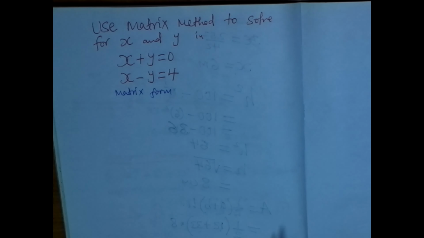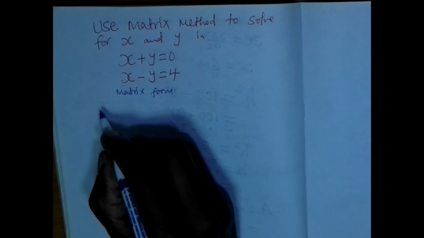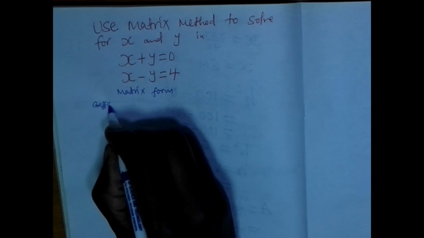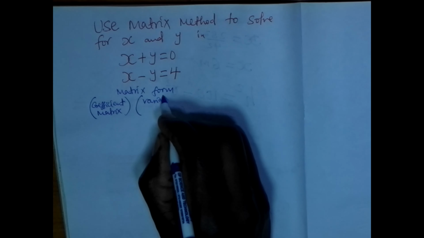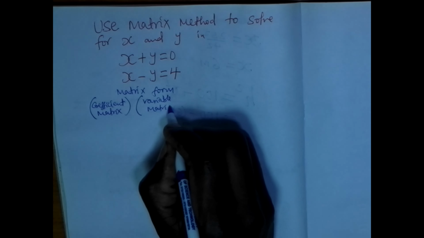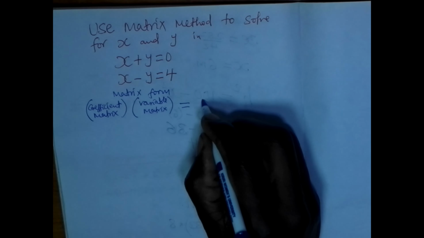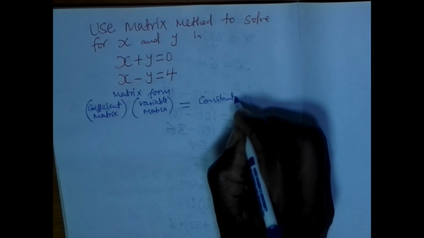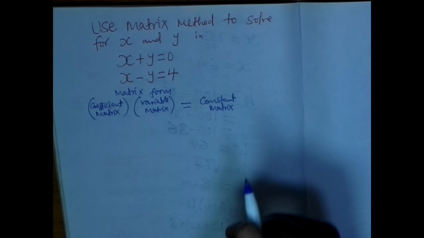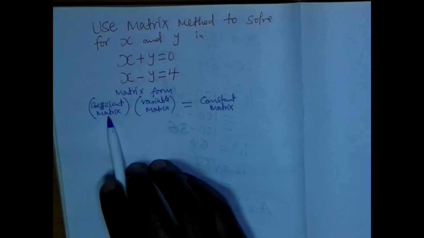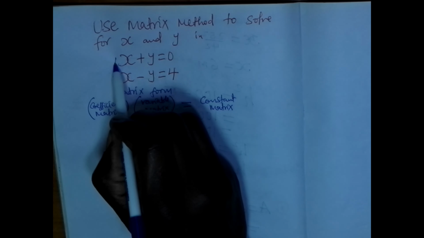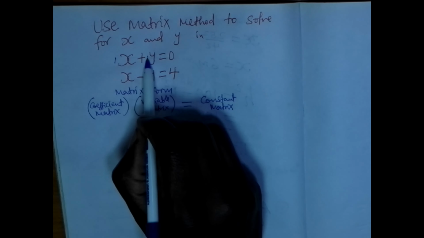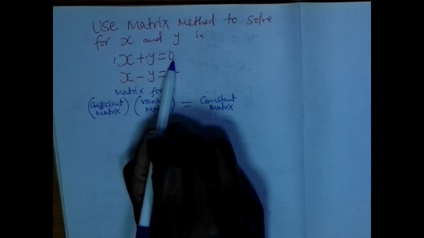To write it in matrix form, we begin with a coefficient matrix, then we multiply by the variable matrix in order to get the constant matrix. So how do we get the coefficient matrix from the pair of simultaneous equations? Here we know the coefficient of x is 1, the coefficient of y is also 1, and the 0 is the constant.